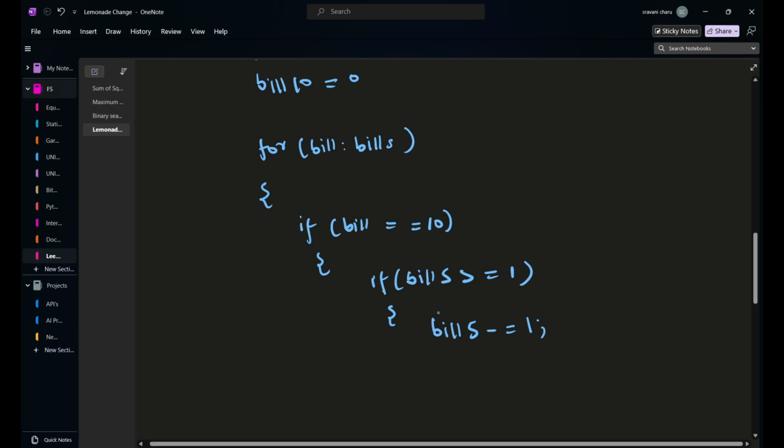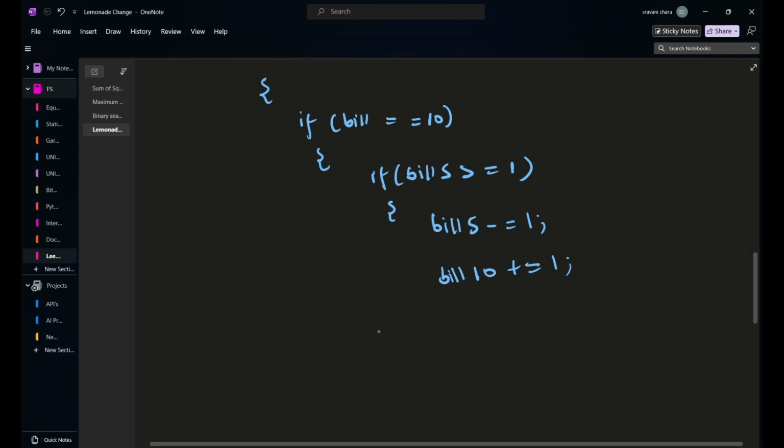That means we give the change. And then, because we are taking one $10 bill from the customer, we have to increment bill10. What if we do not have the exact change? If we do not have the exact change, then return false.